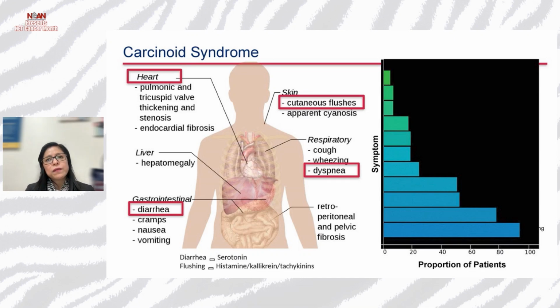Then there are the symptoms related to diarrhea. Most of the time it's related to serotonin, but for flushing, serotonin is not the only hormone that may be associated with flushing.